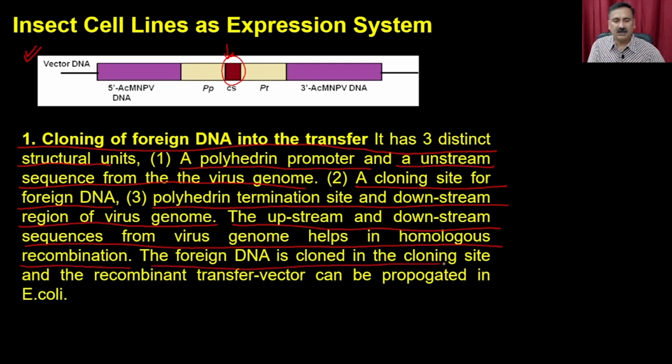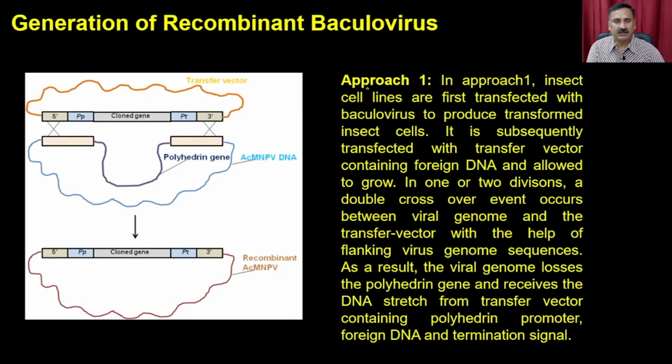The foreign DNA is cloned into the cloning site, and the recombinant transfer DNA can be propagated. Once you have cloned it into this particular vector, you can go to the next step, where you are going to have the generation of the recombinant DNA. So in that case, you're going to have this transfer DNA.